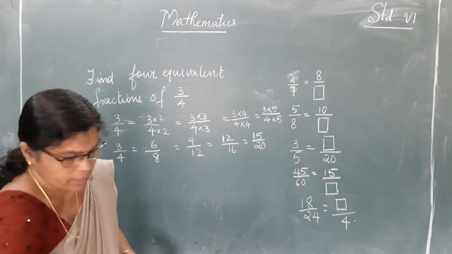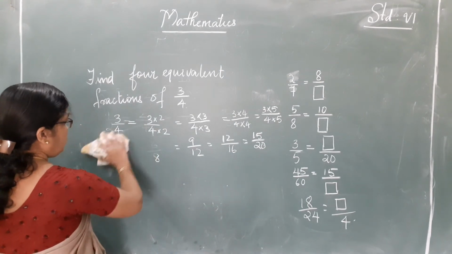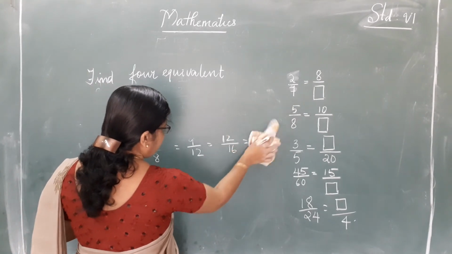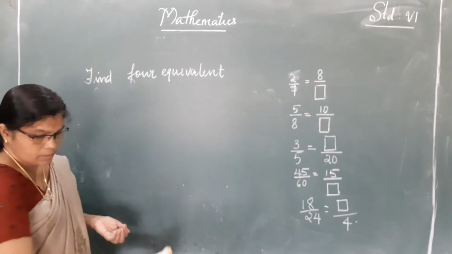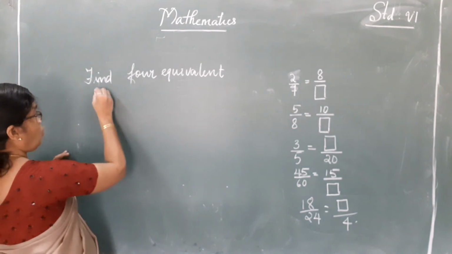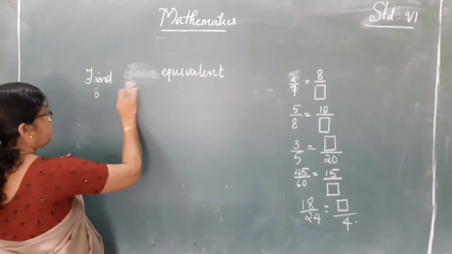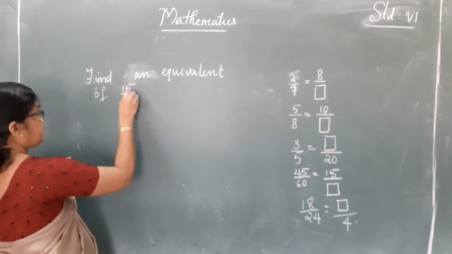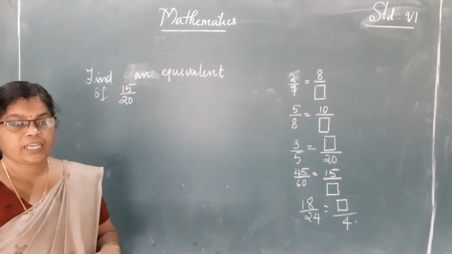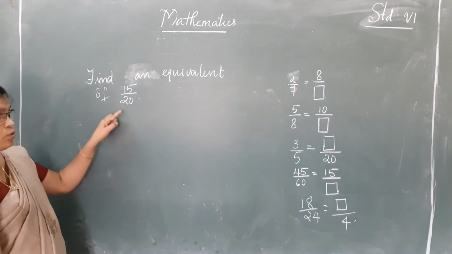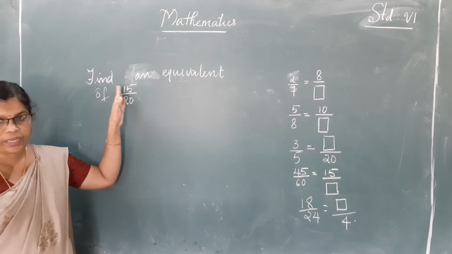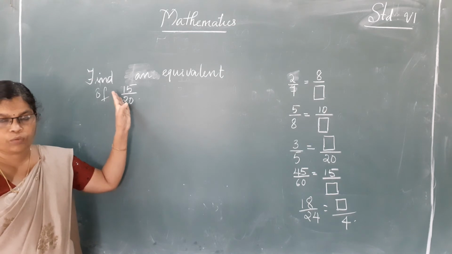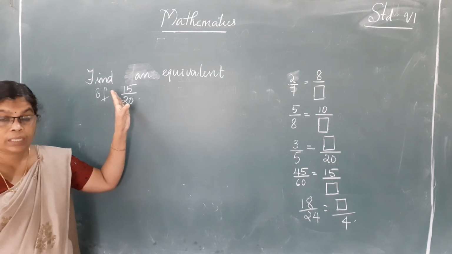Okay, now we have to find the equivalent fraction of 15 by 20. Find an equivalent fraction of 15 by 20. Okay, 15 by 20. See, here in 15 and 20, the numerator and denominator both are big numbers. So it's a big fraction. So we can find the equivalent fractions.